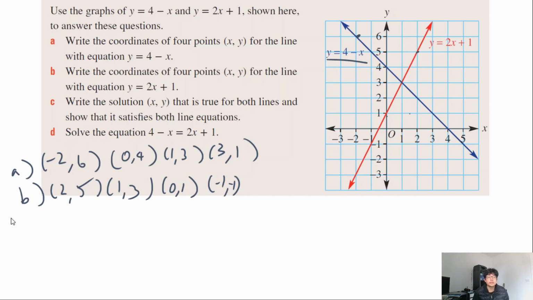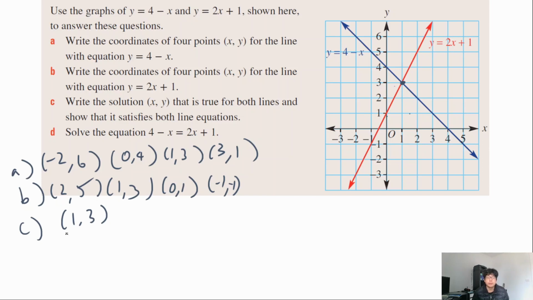Question C, write the solution (x, y) that is true for both lines and show that it satisfies both line equations. So in this case, that would be the point of intersection, right here, and that would be 1, 3. The next part of the question is to show that it satisfies both line equations, so we need to substitute these values into both these equations.